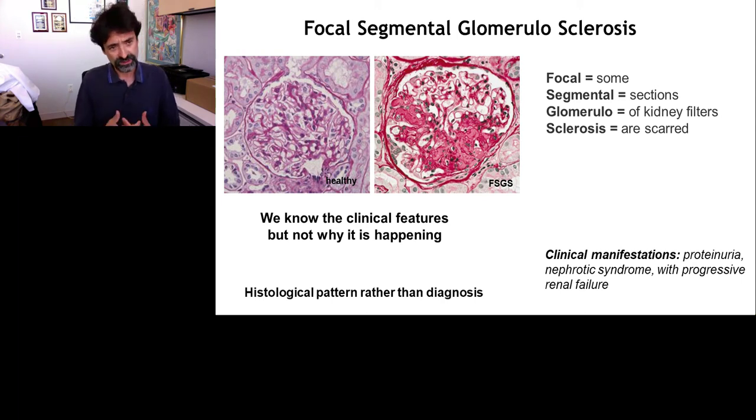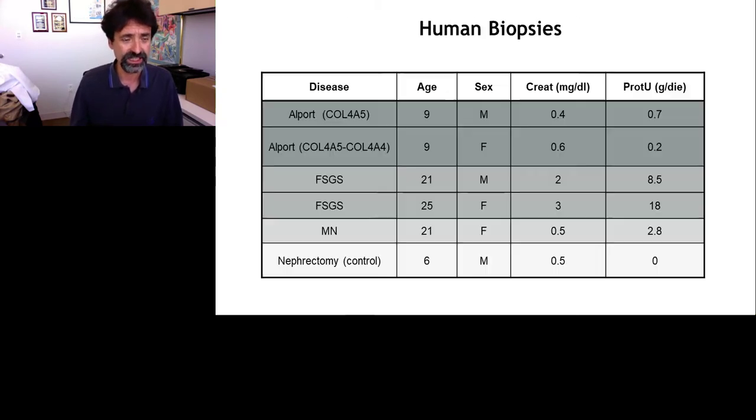So we decided to use these three diseases because they are really characteristic of most of the glomerular diseases that can happen in the kidney. And here are the biopsies that we characterized. So we took 2 biopsies of patients with Alport disease, 2 from patients with focal segmental glomerulosclerosis, 1 patient with membranous nephropathy, and 1 healthy kidney that was obtained from a nephrectomy.